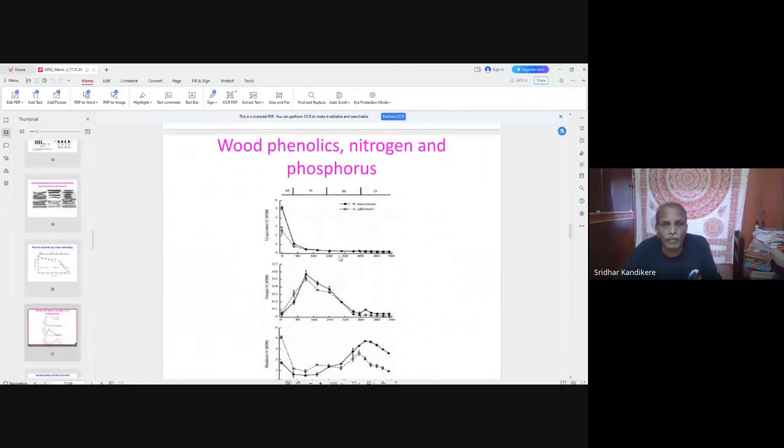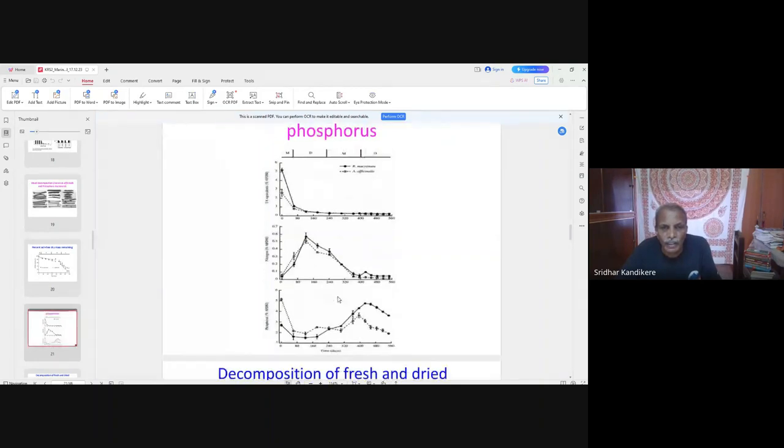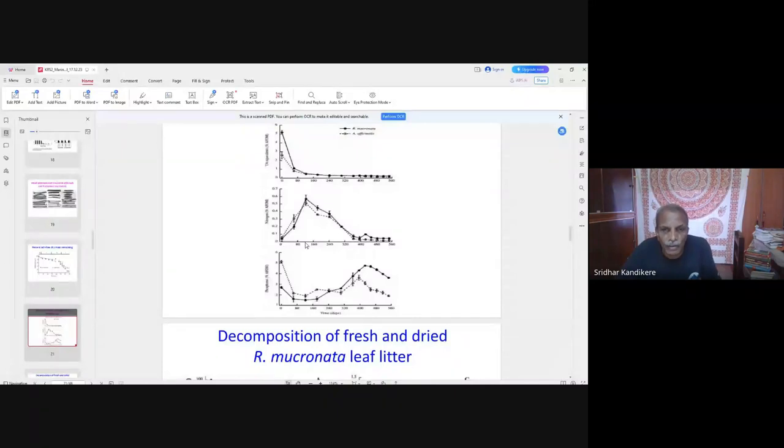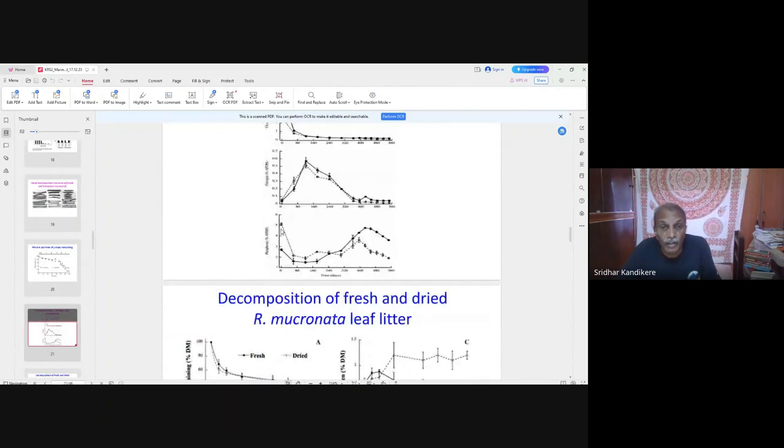So let us look into the same material. This is the ash-free dry mass. How much is degrading? See, some of them are fast degrading and some are slow degrading. The nitrogen content is going to increase somewhere between 80 to 100 days of incubation. That means this is highly enriched with nitrogen, where organisms are going to encash it, and then it decreases. Whereas with regard to phosphorus, the phosphorus content will be initially high in both cases, and it decreases and then increases. That means the wood material is going to catch a lot of phosphorus, and this phosphorus is very, very useful for the organisms living in the mangrove ecosystem.